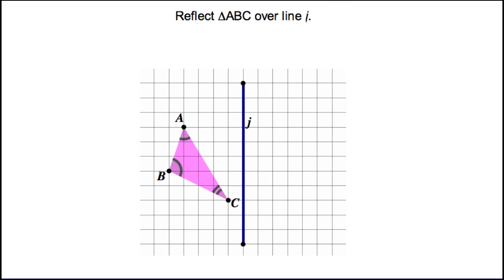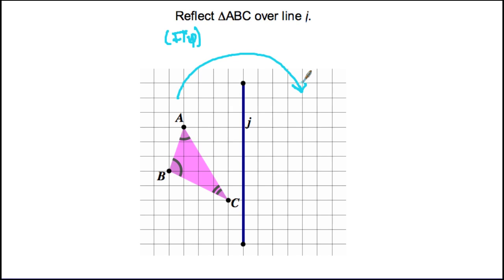The second type of transformation we're going to look at is called a reflection. Sometimes reflections are referred to as flips, because what we're doing, if you could pick this triangle up, is flipping it over this line.